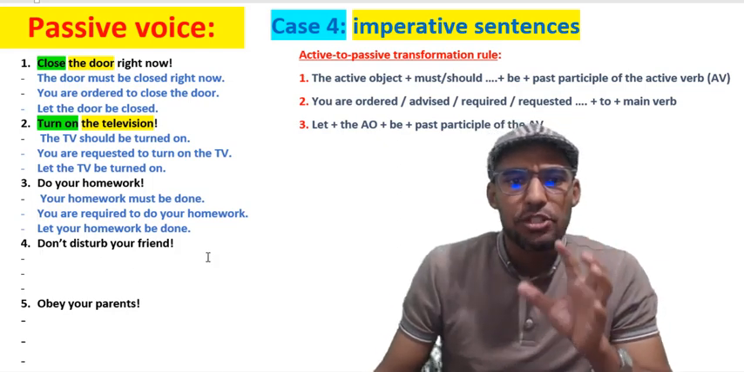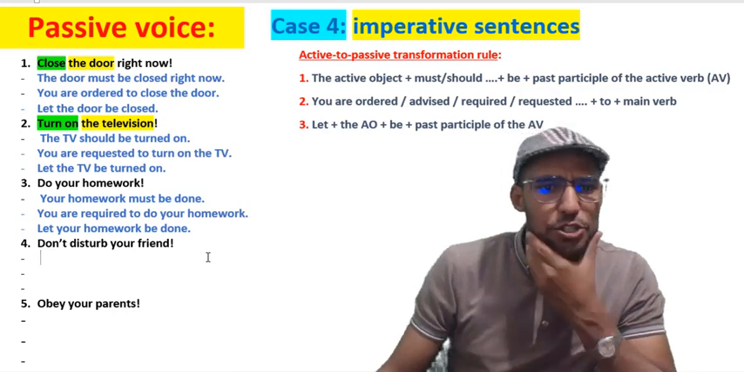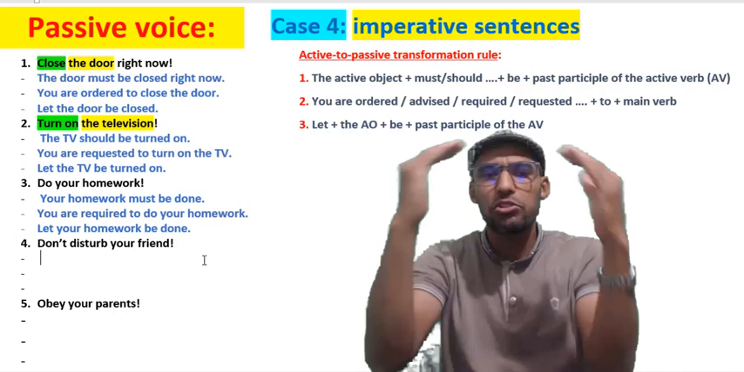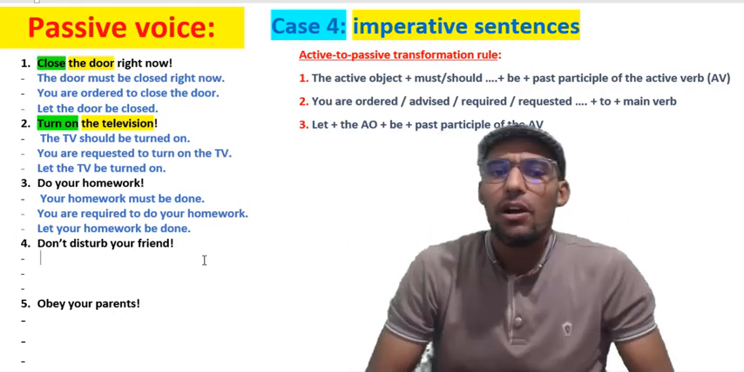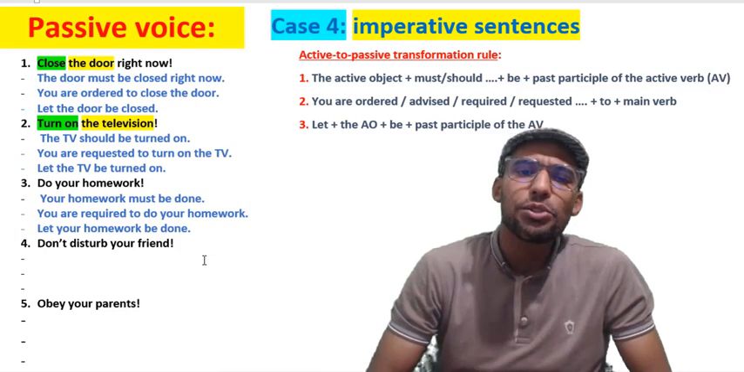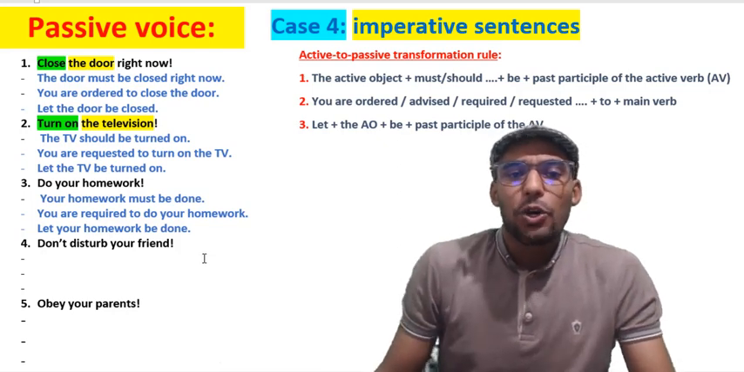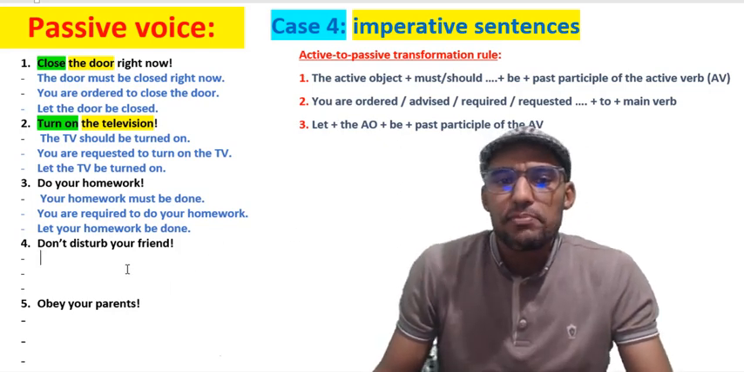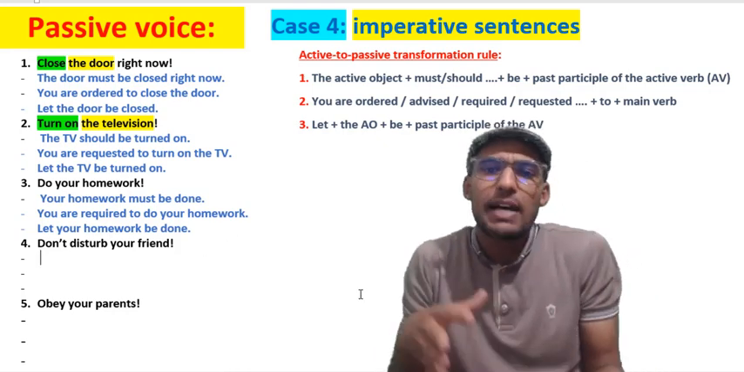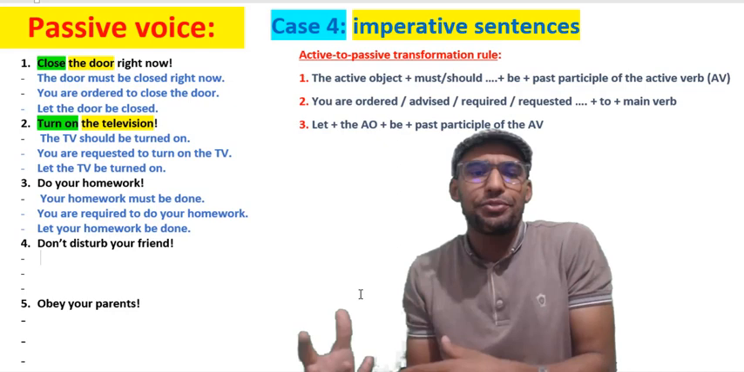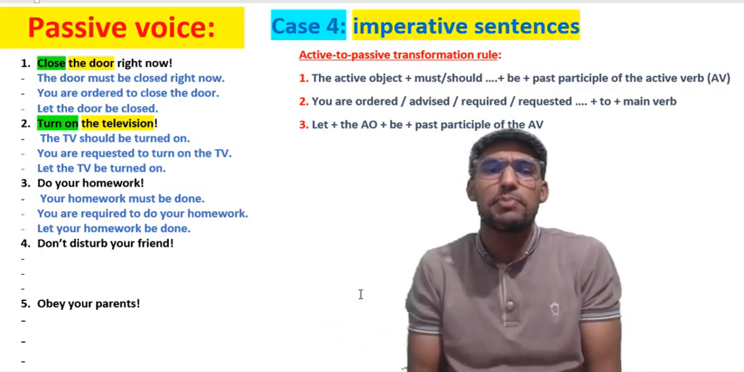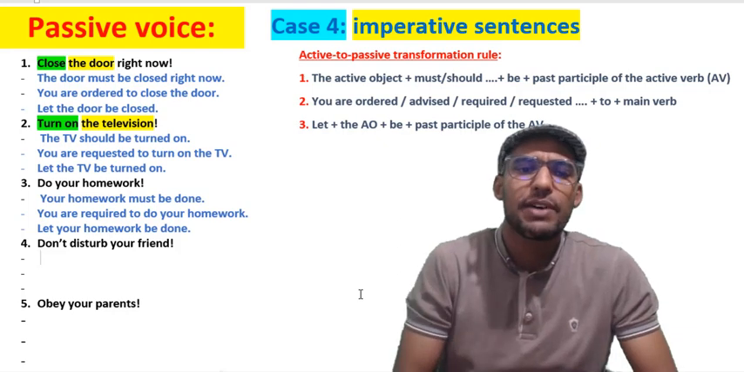Don't disturb your friend. Don't disturb your friend. It sounds like maybe someone with high authority is ordering again, a child or boy or whoever. So it's maybe an order. It can be considered as an order, right? Again, we can use must or should. If you like, you can use should. It's either to express obligation or advice or whatever.